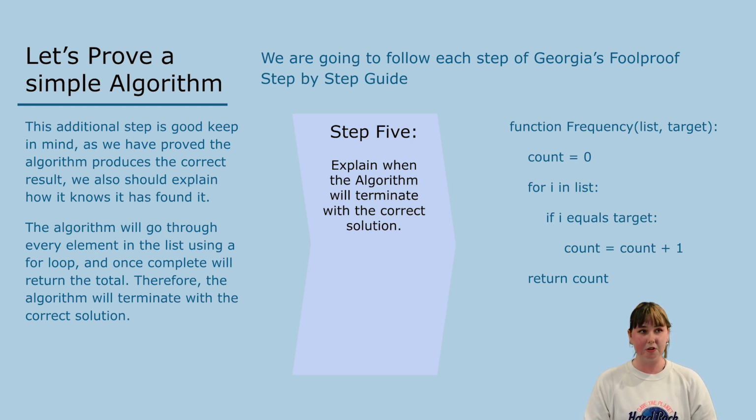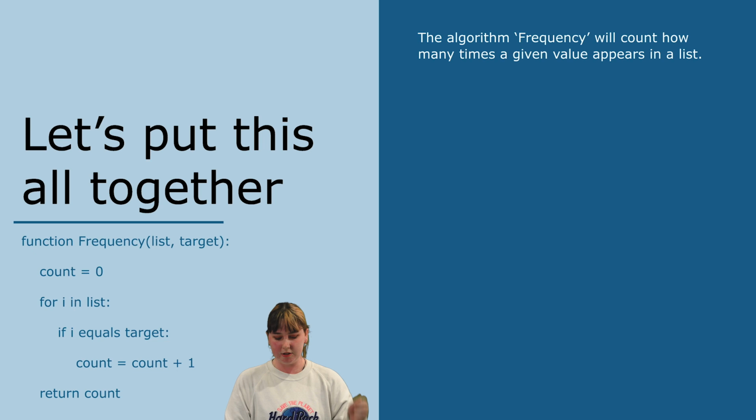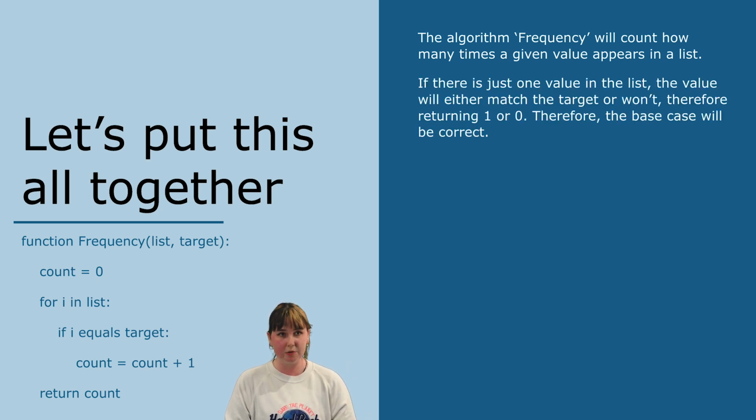So let's put this all together. For the algorithm we have, the function frequency, the algorithm frequency will count how many times a given value appears in a list. This is step 1. And then if there is just one value in the list, the value will either match the target or won't, therefore returning 1 or 0. Therefore, a base case will be correct.